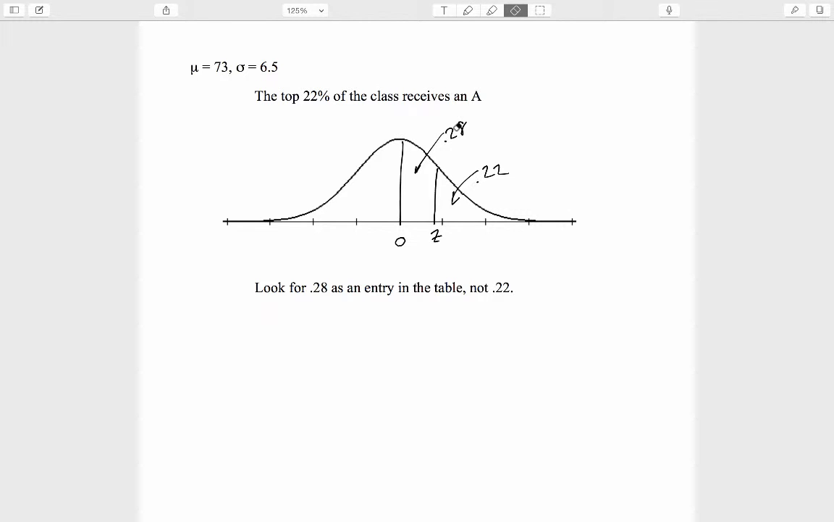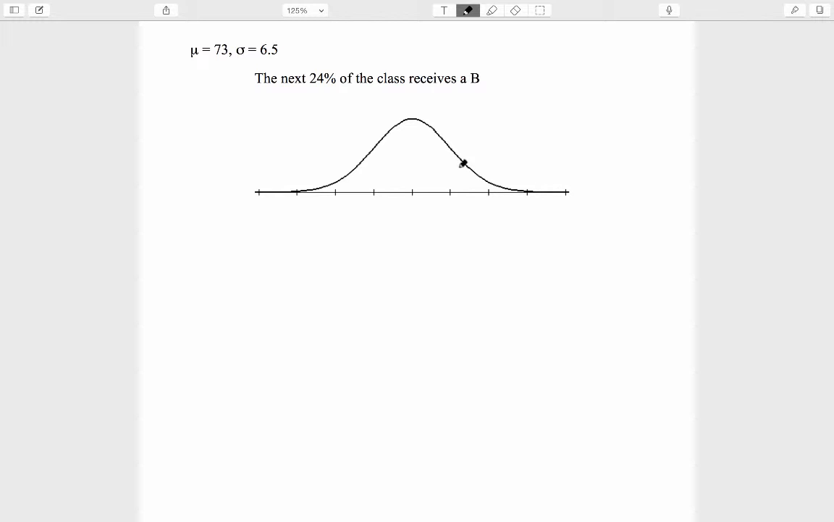When we look up 0.28 in the table, we find that the z we are looking for is 0.77. The cutoff for an A is 0.77 standard deviations above the mean. So in points, as an exam score, the cutoff for an A is 73, that's the mean, plus 0.77 measuring sticks. That works out to 78.005. The next 24% of the class receives a B.